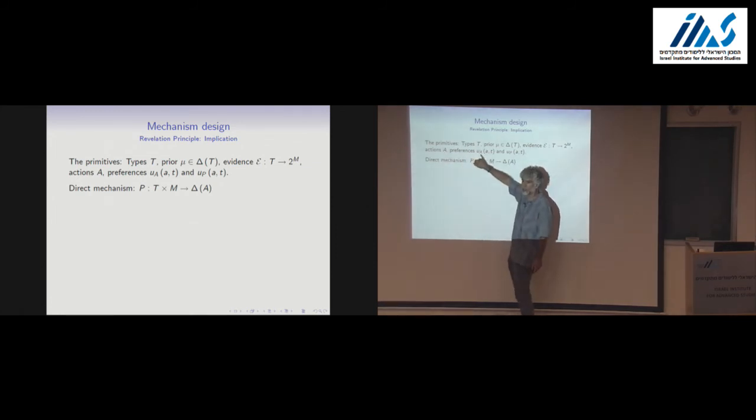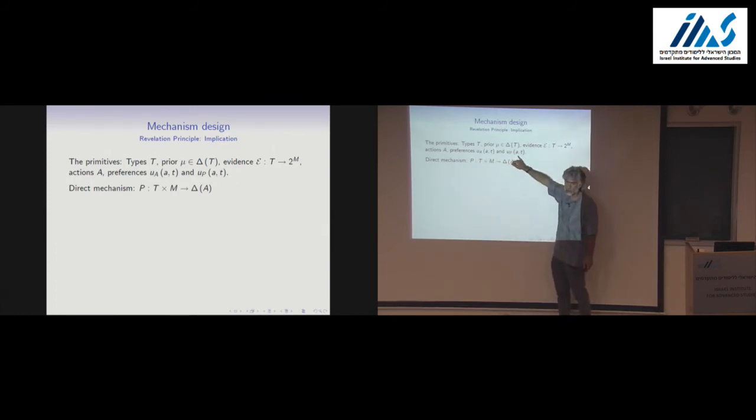The utility of the agent, which will depend on the action of the principal and his type, and the utility of the principal, which will depend on the action of the principal and the agent's type. Okay? In a direct mechanism, what do we have?